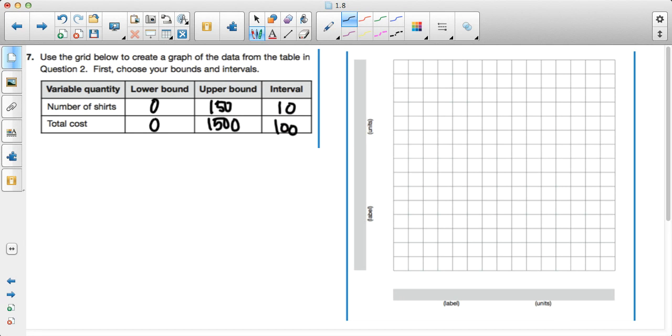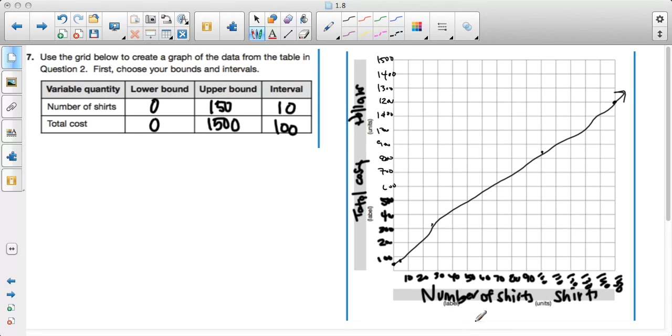Go ahead and check your graph against mine. Again, mine is not beautiful. It's really hard to do on a tablet, but you can get the idea of it. Oh, and don't forget a title. Good job, guys, and homework is on.